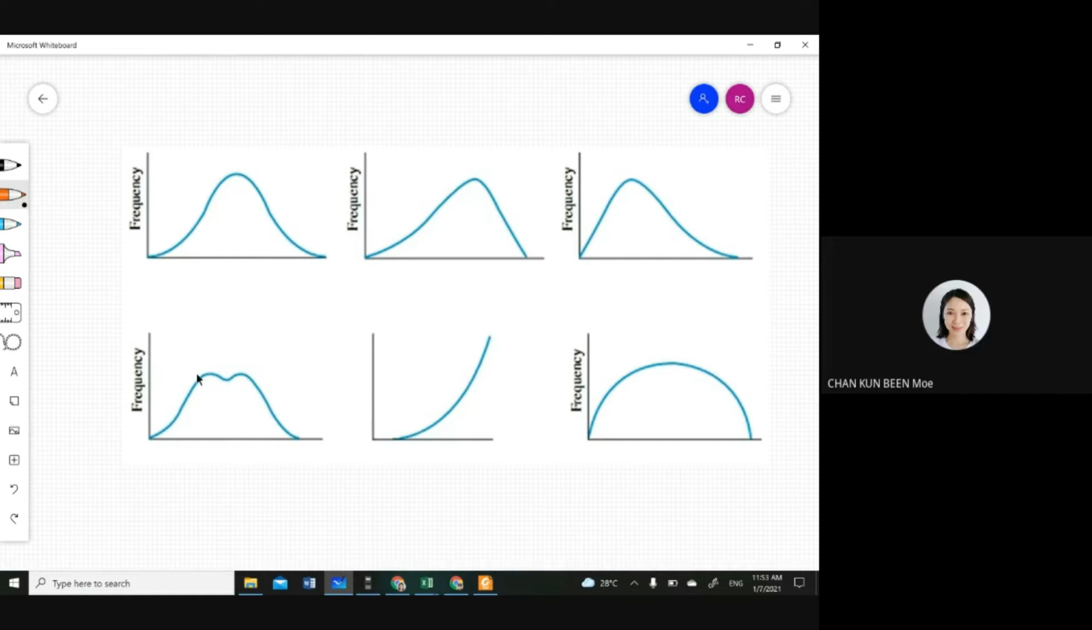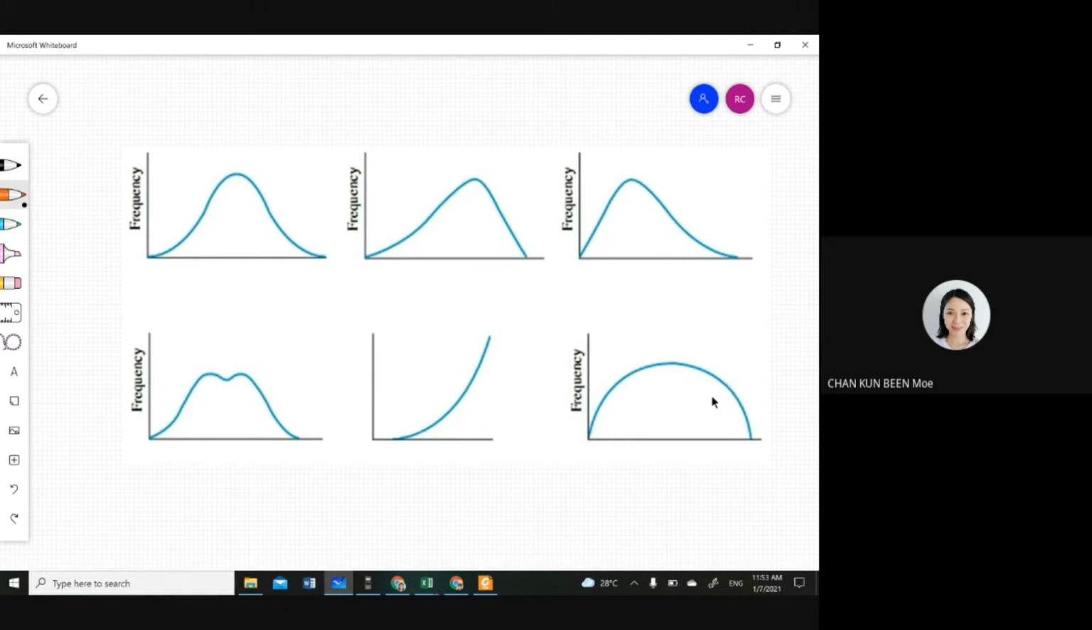Bimodal. Very good. You understand they have two modes over here. So this is the bimodal histogram. What about this? J shape. Okay, the J shape histogram. Can you guess what this one is? Because we didn't go through this one just now.